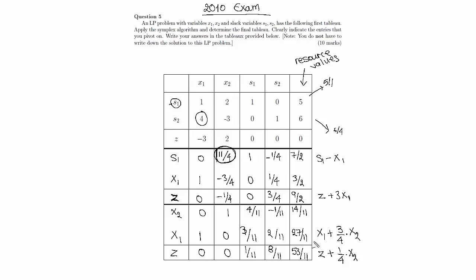We can see now that we do not have any other negative entries in the Z row, which means that our simplex algorithm stops here. We do not have any other entries to pivot on, and we can find the optimal solution. Since we do not have to write down the solution for this problem, this is everything for the simplex algorithm method, and that is all.